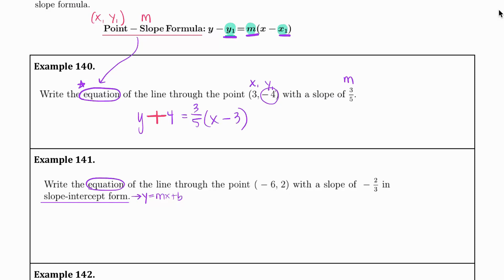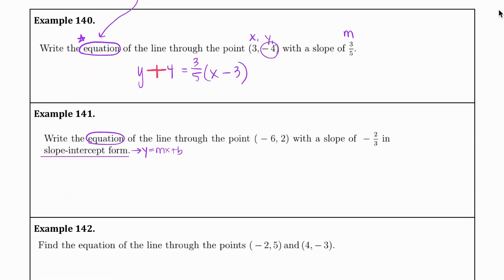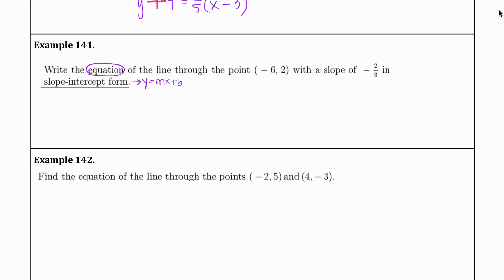It does not specify that we need to convert it to slope-intercept form, so we can leave it y plus 4 equals 3/5 times x minus 3. Okay, 141, we're going to do the same thing. I'm going to go ahead and write the point-slope form here. Again, we're replacing this piece, and this piece. Here's our x1, here's our y1, here's our m. So we've got y minus 2 equals our m, negative 2/3, times x minus negative 6, or x plus 6.